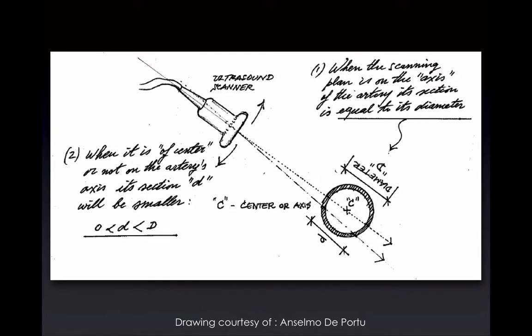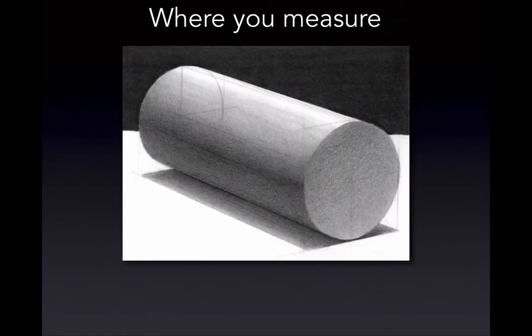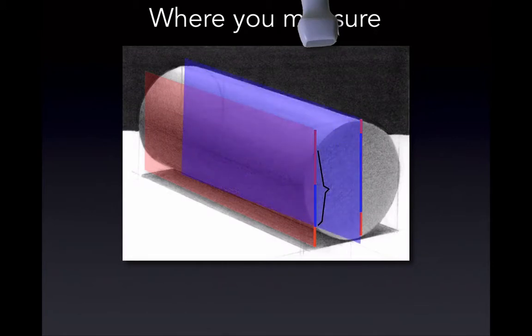He made this picture, and basically he's telling us that when you're measuring a cylinder or a blood vessel, if you're not measuring right smack in the center, you're going to have a problem. Why? Because it's going to change the actual size of your image, and that is called cylinder tangent error. Why is that important? If you put your probe and measure here, you're going to measure along that axis and have a smaller diameter there. If you measure down the middle, you're going to have a greater size.